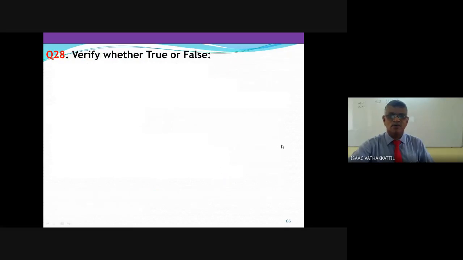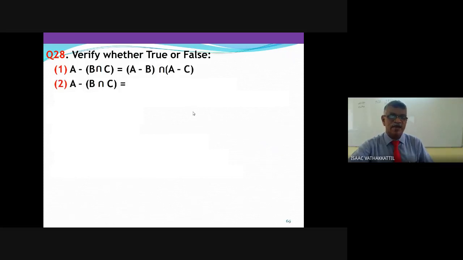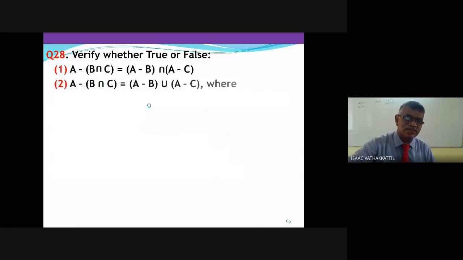Verify whether true or false. I am making some statements, and we have to find whether they are true or false. First: A minus (B intersection C) is (A minus B) intersection (A minus C). Again I am making another statement: A minus (B intersection C) is (A minus B) union (A minus C). Of course, only one of them will be true here. Let us see which of them is true.